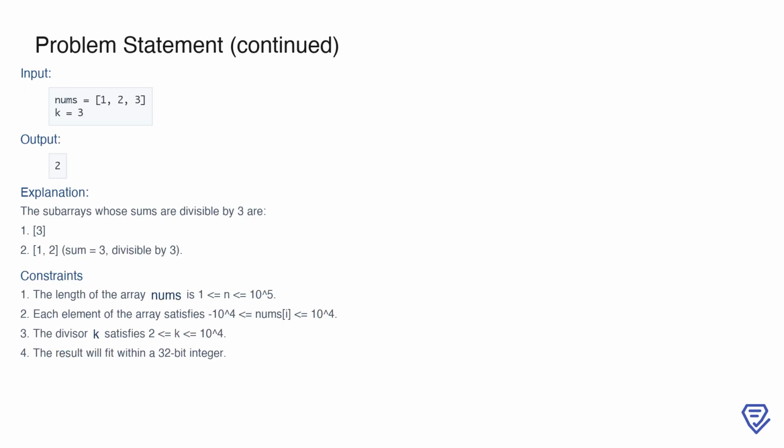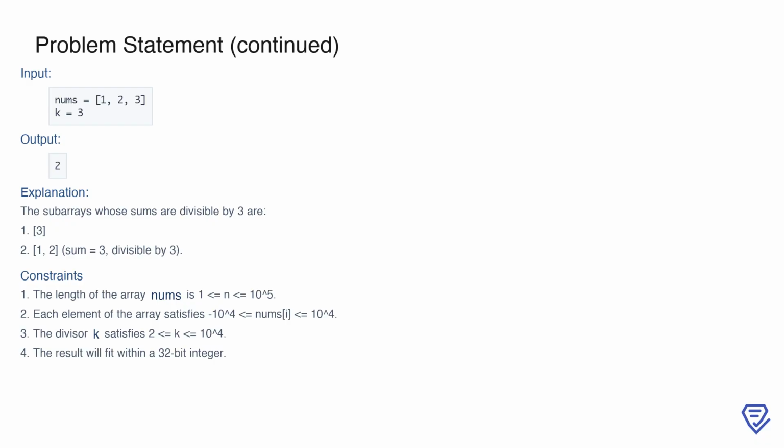In this third example, nums is 1, 2, 3, and k is 3. The output is 2, meaning there are 2 subarrays whose sums are divisible by 3. The first is 3, a single element subarray that is clearly divisible by 3. The second is 1, 2, which has a sum of 3 and is also divisible by 3.